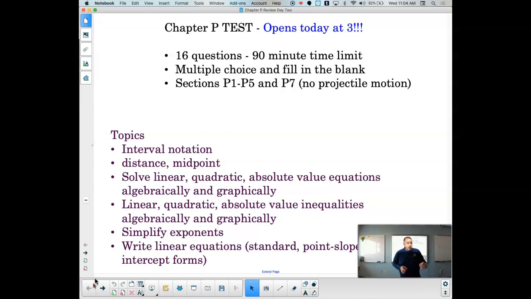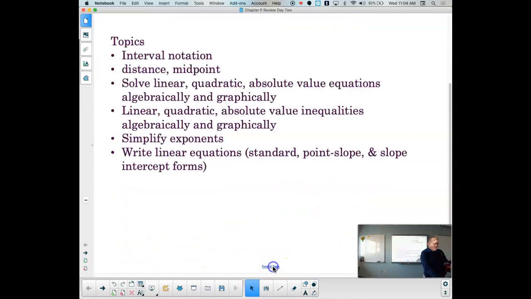Okay, so the topics are right here. I'll actually move those up a little bit. Those are the topics that we have. We talked about those yesterday. Same topics, we just copied and pasted really. So that's everything that's going to be on the test.